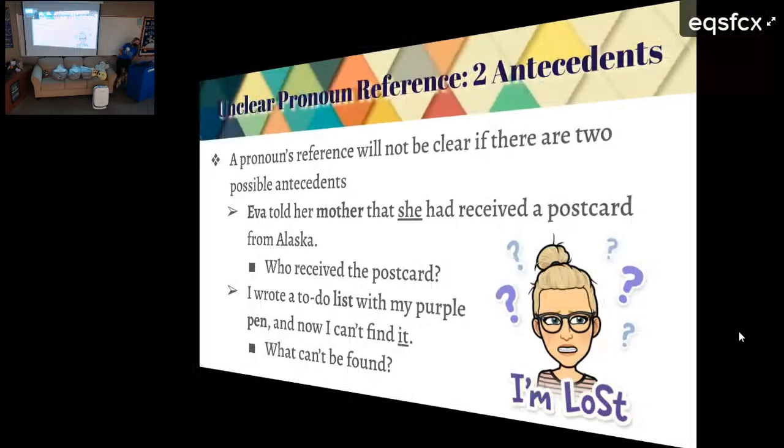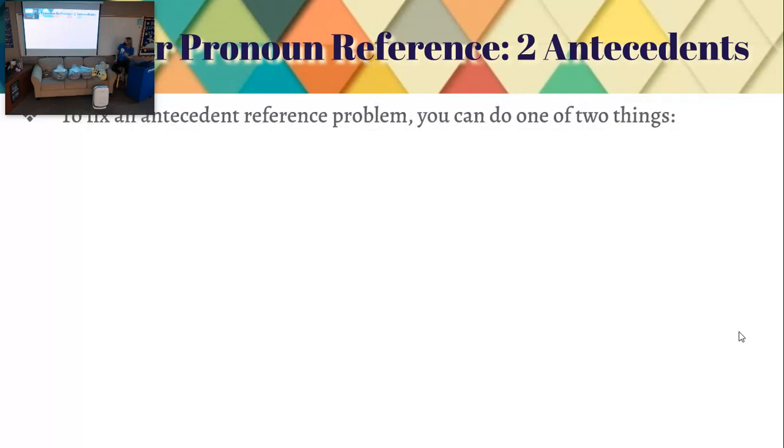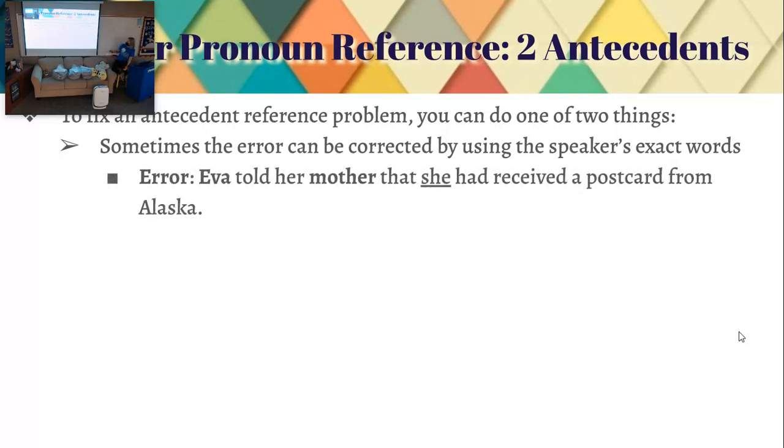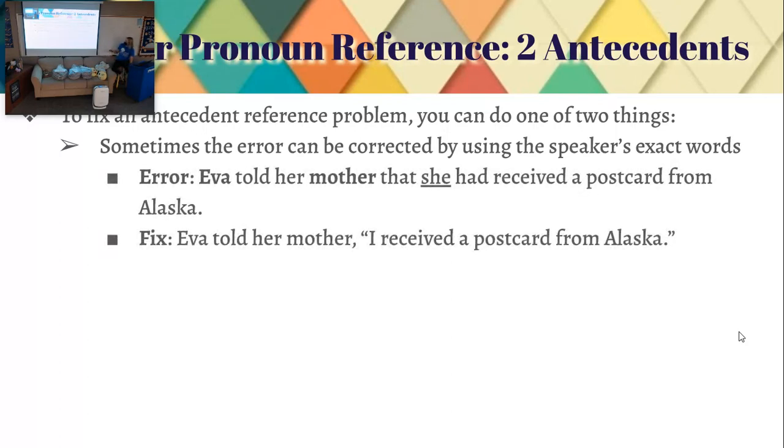Now the way that we fix this is, there's two things that you can do. The first thing that you can do is you could use the speaker's exact words. So you could use a direct quote. So here would be an example of that. There's our error again with the postcard example. We could rewrite it to say this. Eva told her mother, quote, I received a postcard from Alaska. Then it's clear that Eva is the one receiving the postcard.